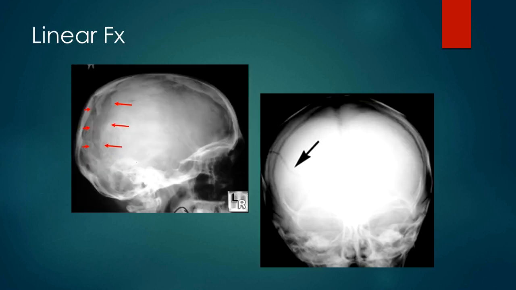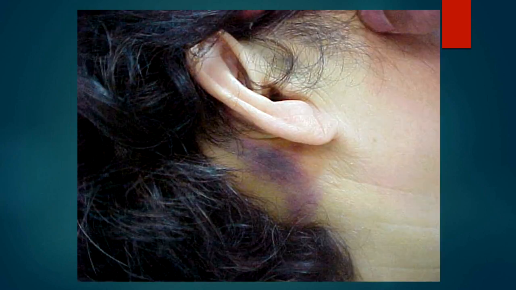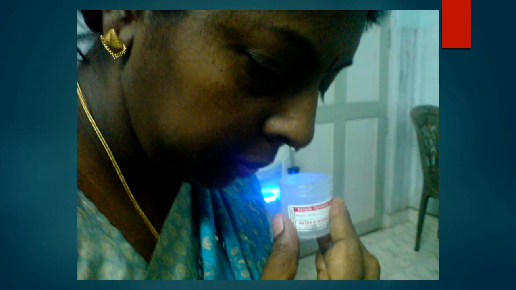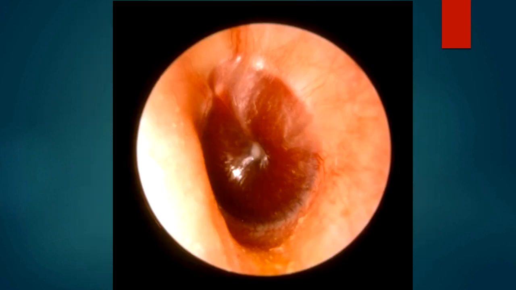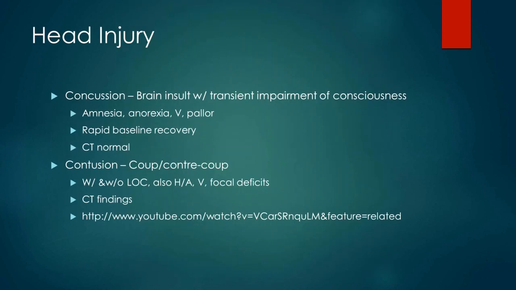So here's an example of a linear skull fracture. Here's an example of a diastatic skull fracture. And then here's, again, battle sign, raccoon eyes, a CSF leak, hemotympanum. Here's CSF otorrhea. So those are all some findings that are concerning for basal skull fractures.